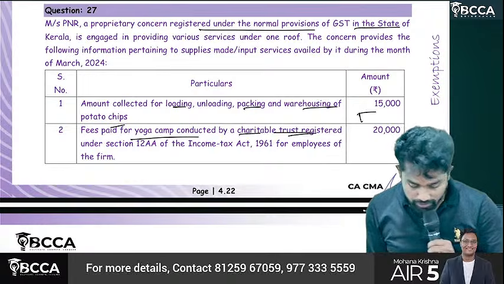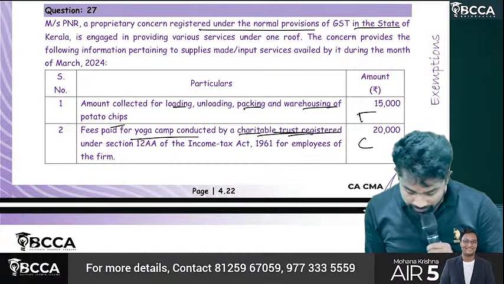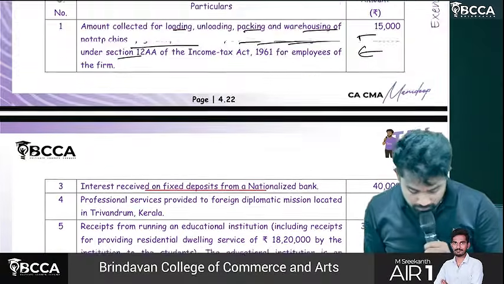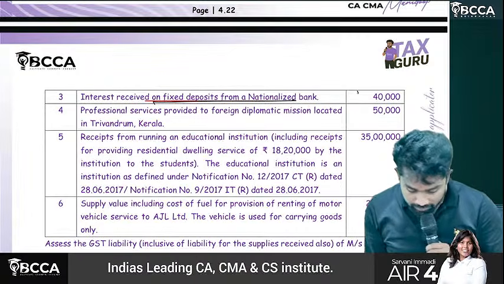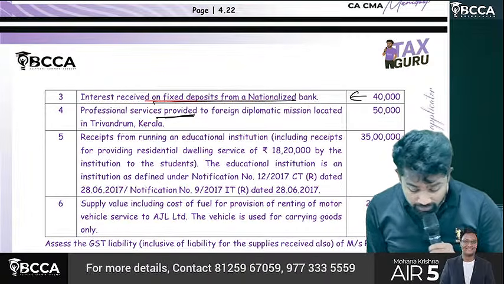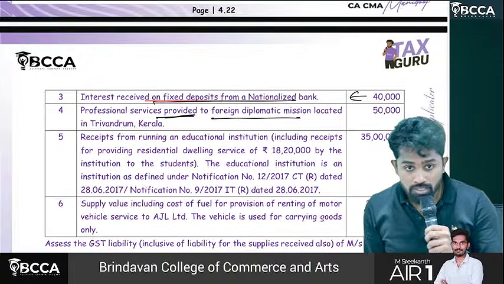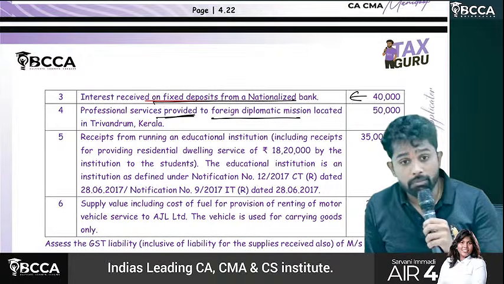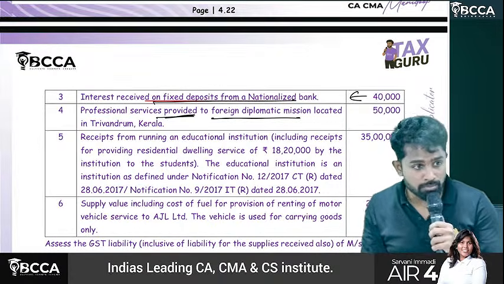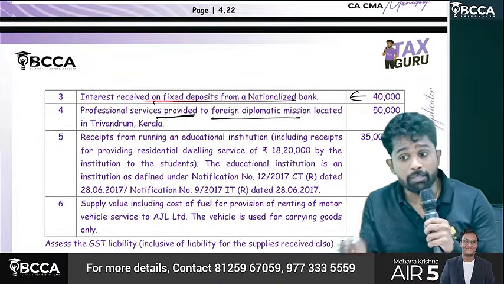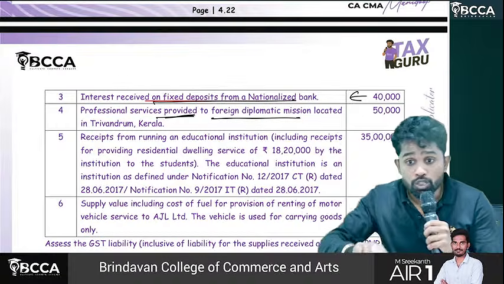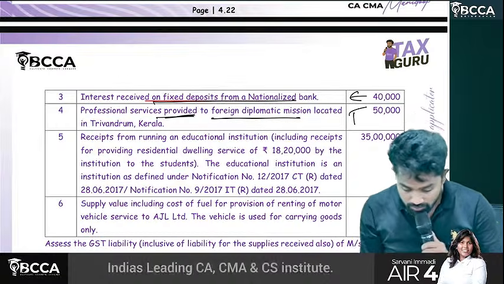Fee paid for yoga camp, exempted. By charitable trust only, exempted. Interest received on FD, exempted. Professional services provided to foreign diplomatic mission. Sir, services provided by foreign diplomatic missions are exempted. Here, service not provided by foreign diplomatic mission, provided to foreign diplomatic mission. Hence, this is what? Taxable.